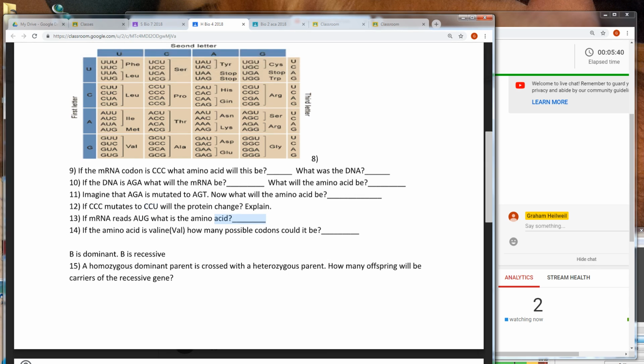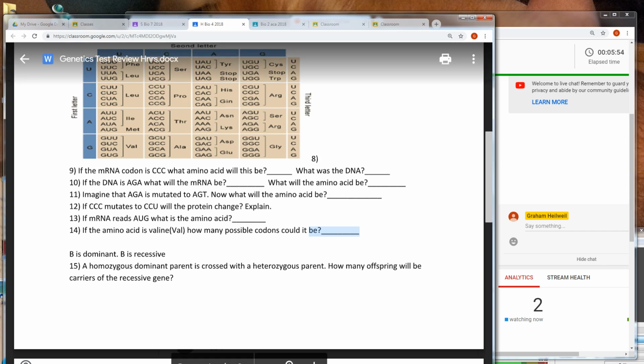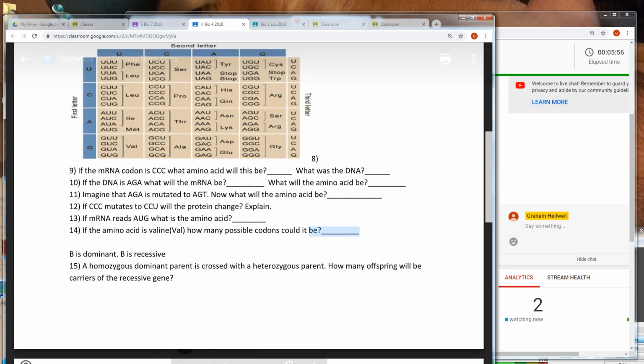MET, it's the start codon. You don't start translation until you hit the start codon. There was a good Jeopardy question about that in my one class. How many possible codons? 4, I think. I didn't even bother looking. Yeah, 4. Okay.